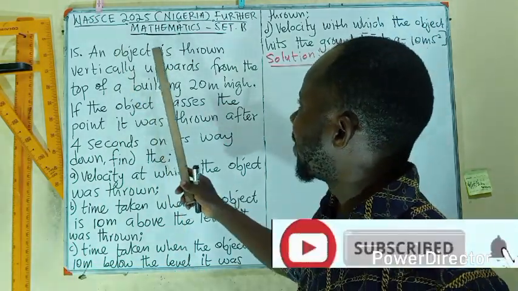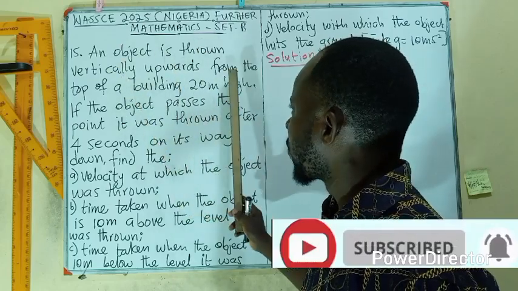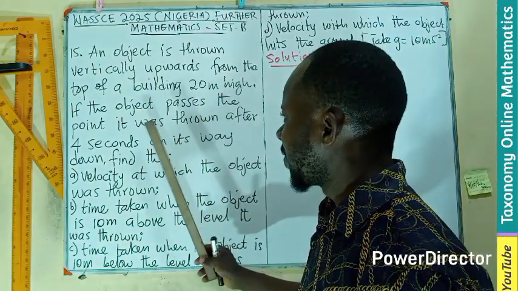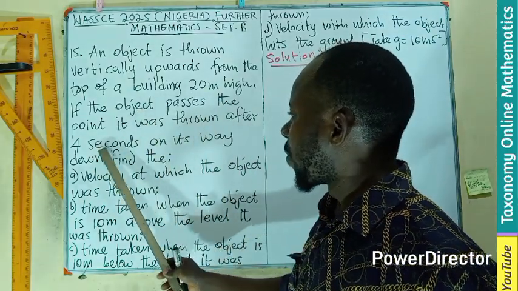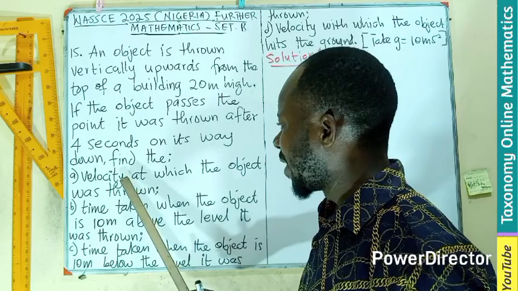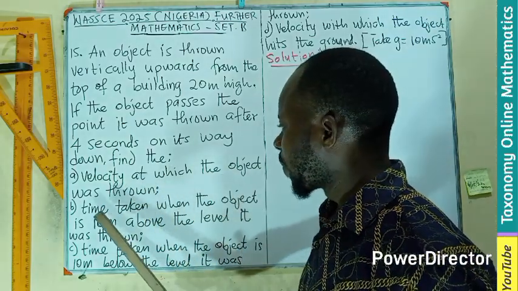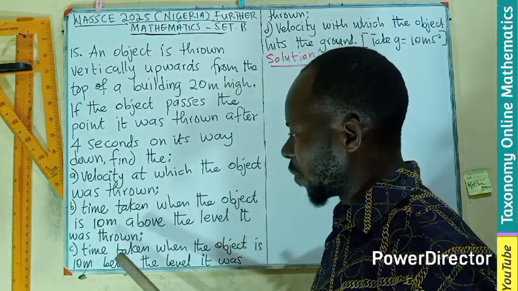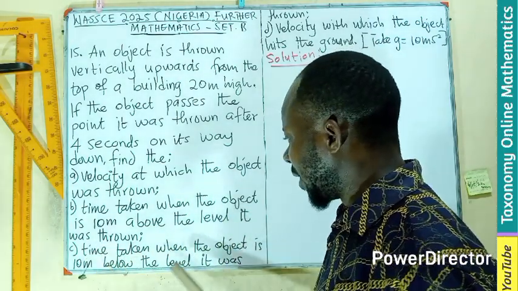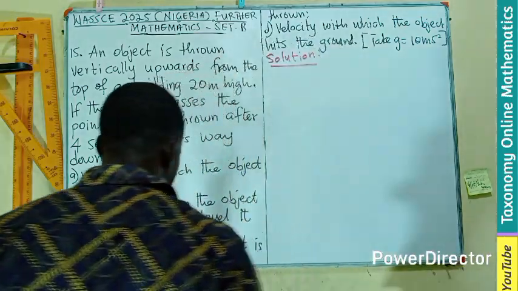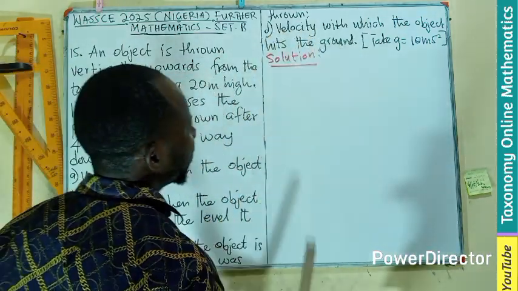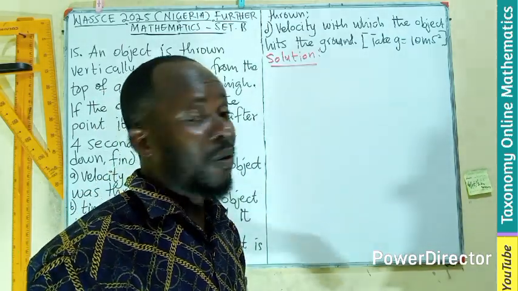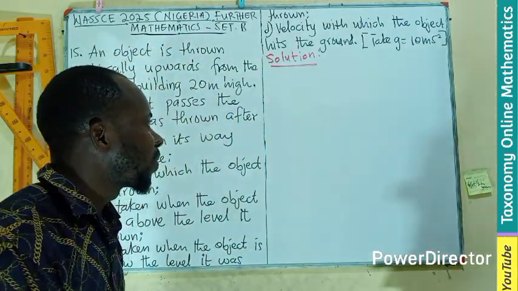So, an object is thrown vertically upward from the top of a building which is 20 meters high. If the object passes the point it was thrown after 4 seconds on its way down, we have to find the velocity at which the object was thrown, the time taken when the object is 10 meters above the level it was thrown, the time taken when the object is 10 meters below the level it was thrown, then the velocity with which the object hit the ground, taking the force of gravity to be 10 meters per second square.